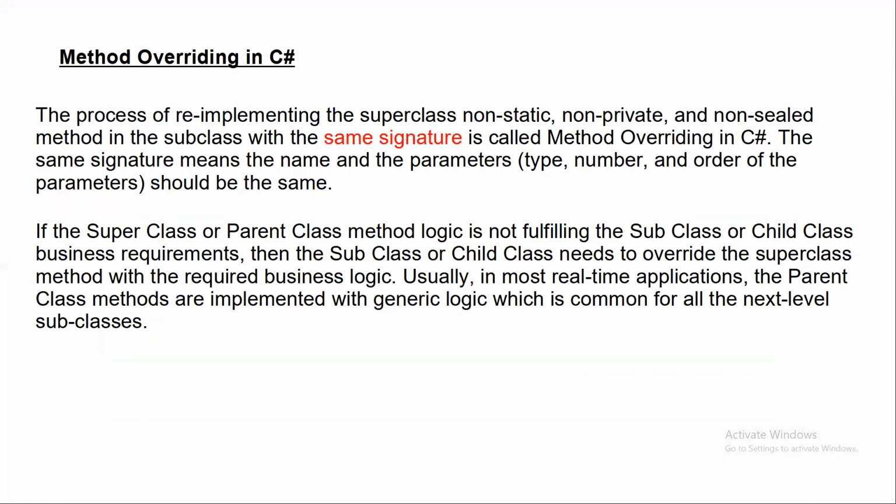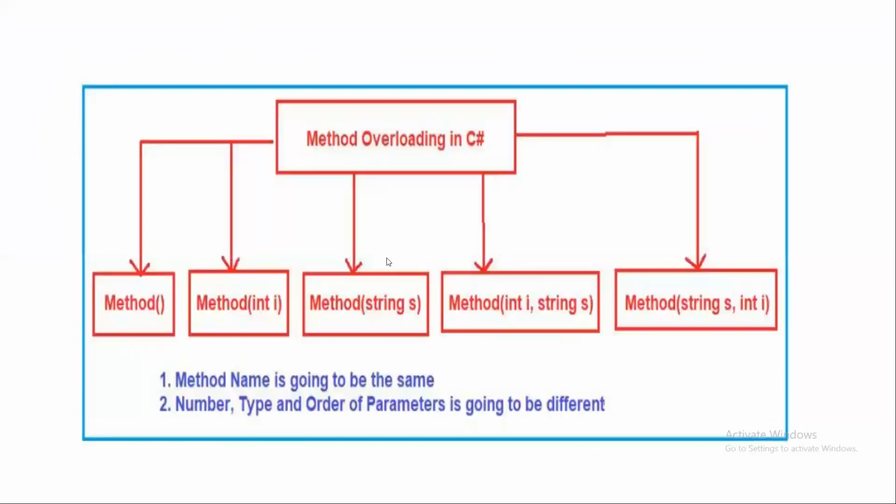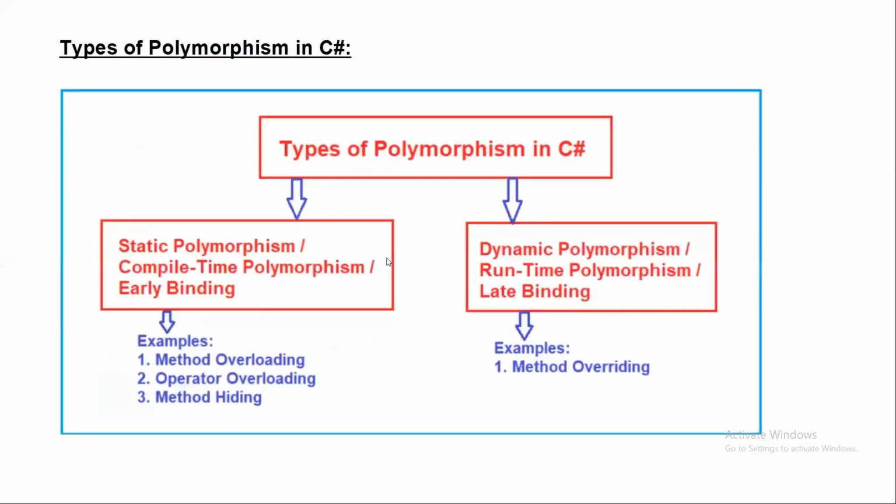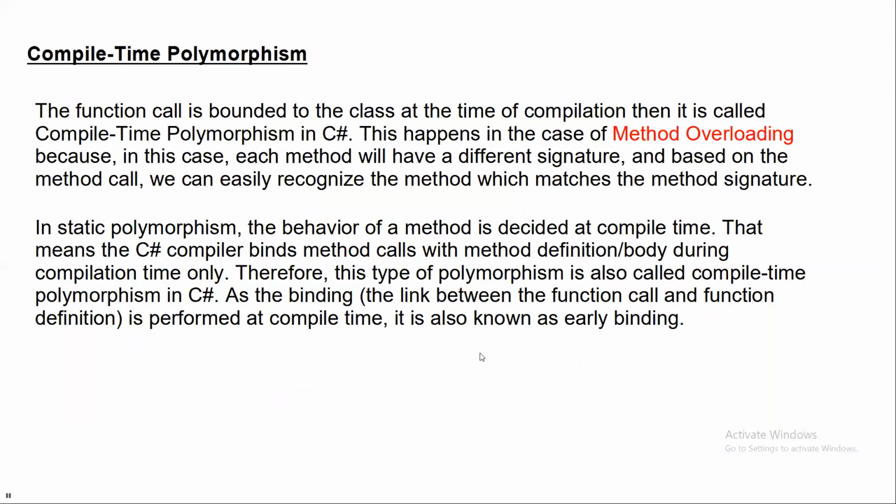Okay, so the second one is method overriding. Let's see here. Just remember, method overloading, operator overloading, and method hiding come under static polymorphism, and method overriding comes under dynamic polymorphism. So far I have discussed only method overloading. Now I'm moving to method overriding, that is runtime polymorphism.